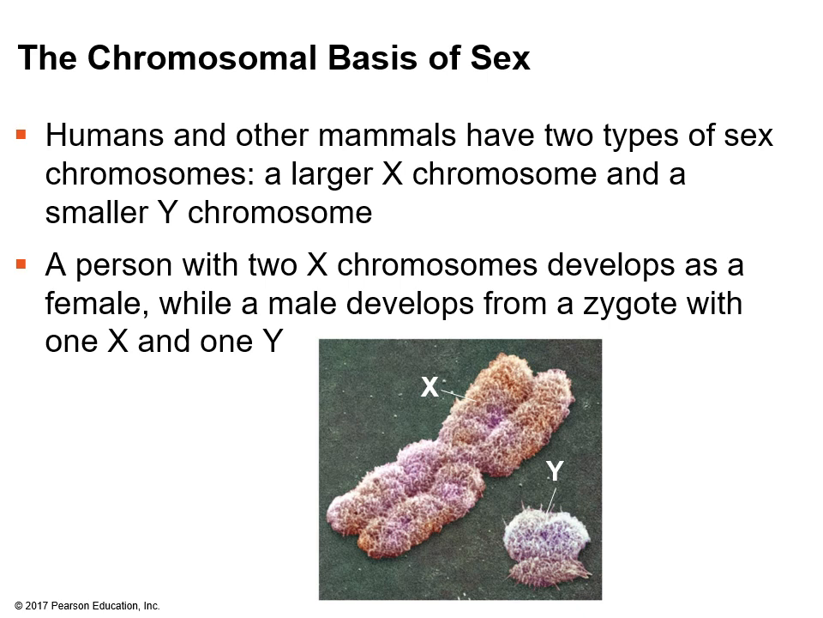Okay. So humans and other mammals have 2 types of sex chromosomes. The X chromosome is going to be larger than the smaller Y chromosome. As you can see on the diagram, it's a lot bigger, which means it has more genes. A person with 2 X chromosomes develops as a female, and if you have an X and a Y chromosome, you are going to be considered a male. Okay.